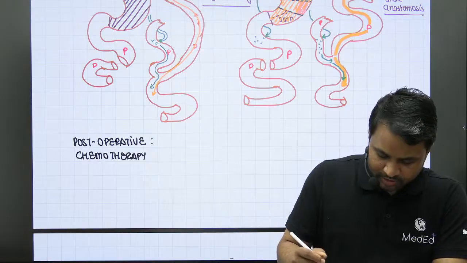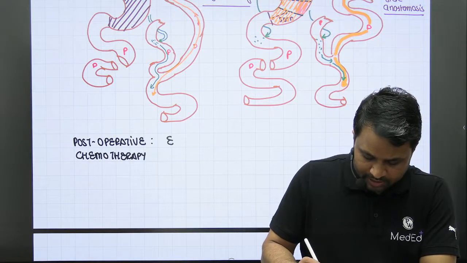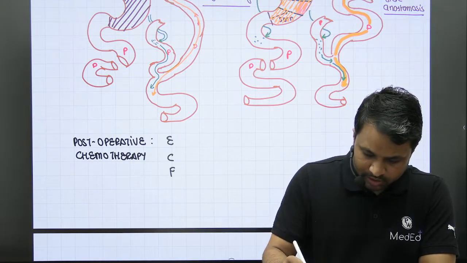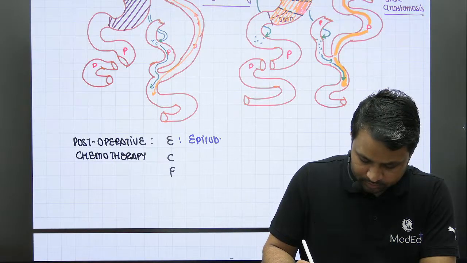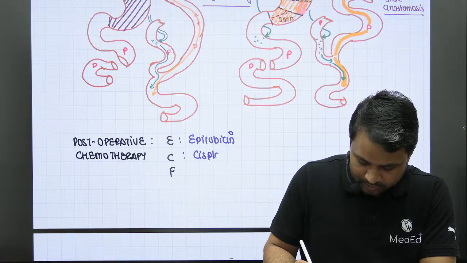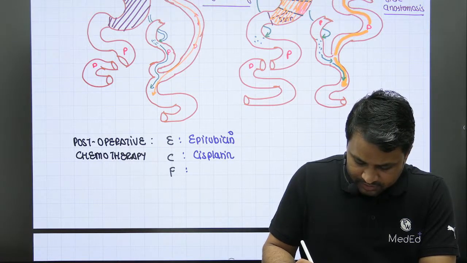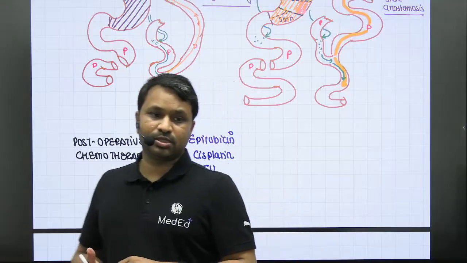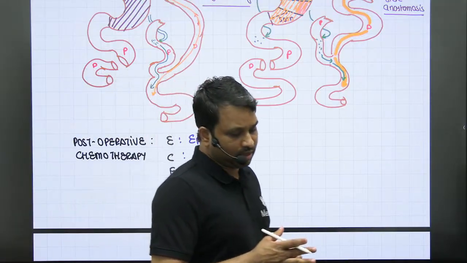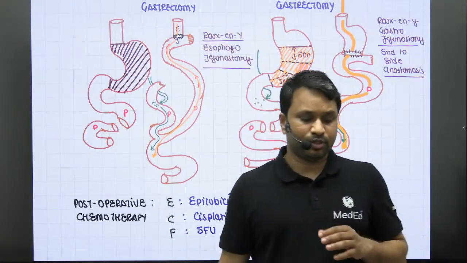So in a post-operative chemotherapy, the regime is going to be ECF, that's the mnemonic. E stands for epirubicin. C stands for cisplatin. And F stands for 5-fluorouracil. So epirubicin, cisplatin, 5-fluorouracil, these are the components for your CA stomach.